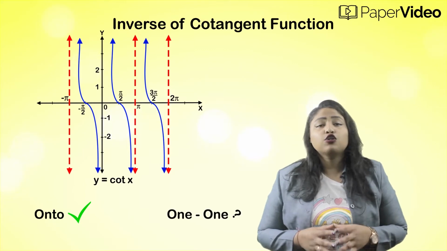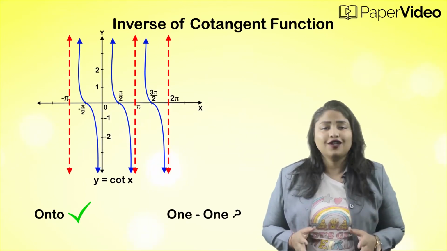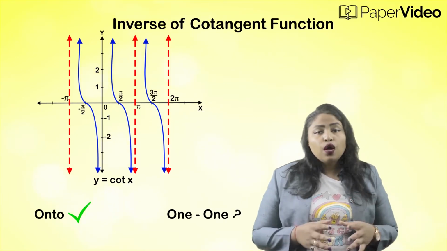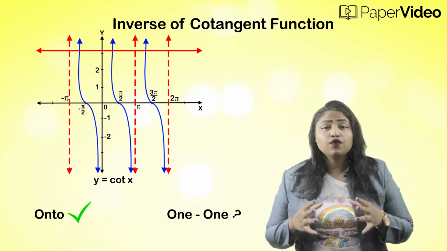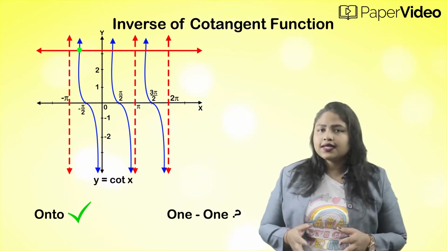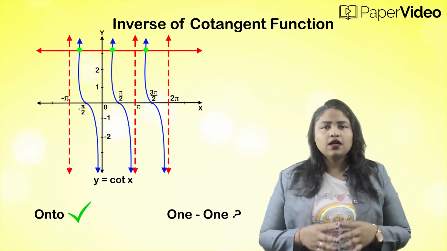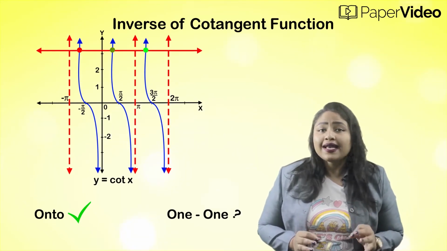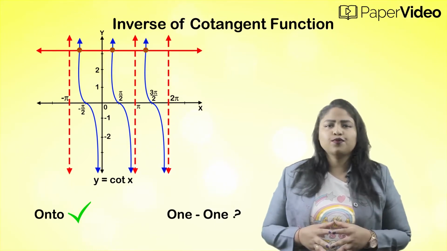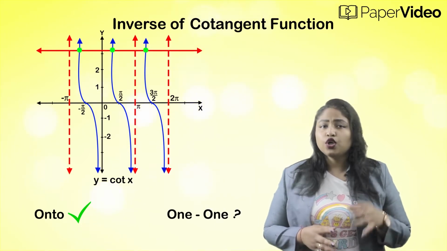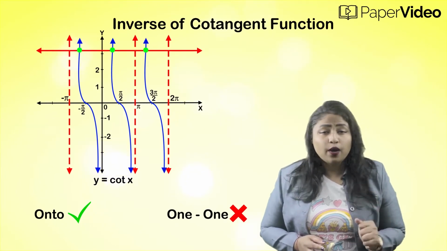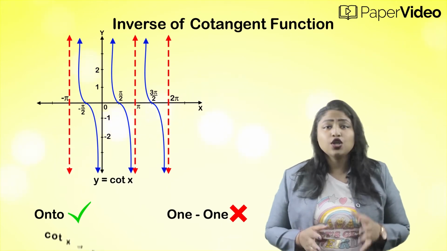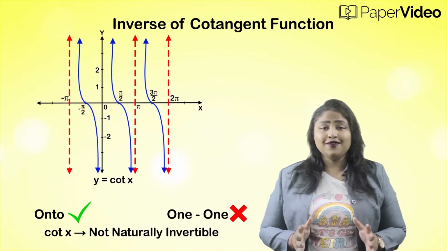Now let us check whether a cotangent function is a 1, 1 function. For this, we will use the horizontal line test. Draw a horizontal line passing through the curve of cotangent function. As we can see, the horizontal line intersects the curve at more than one point. This means that for each value on the y-axis, there are more than one corresponding values on the x-axis. So, the cotangent function cannot be a 1, 1 function. And since cotangent function is not a bijection, it is not naturally invertible.